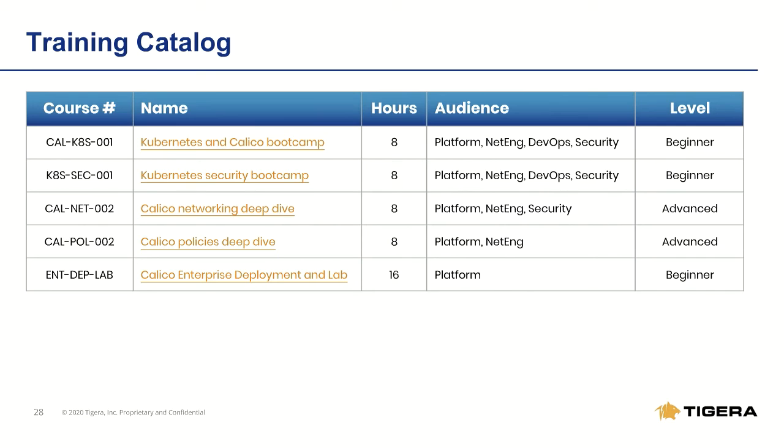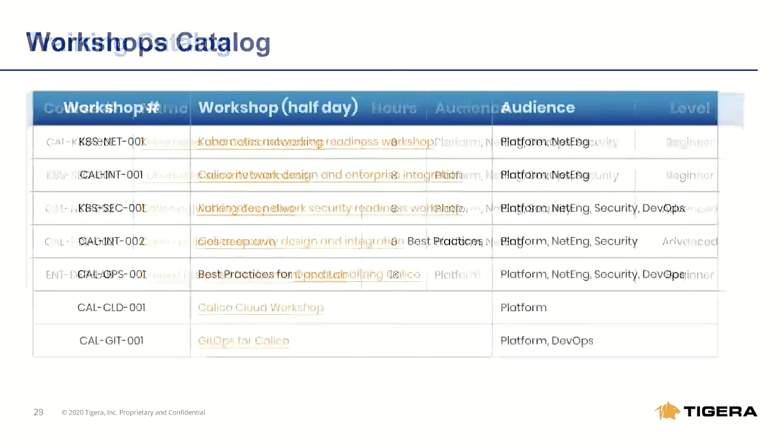This is just a sample of a training catalog, and what you'll notice here is over on the second to the right column, the audience. Some of these trainings are really designed for a platforming team, but you'll notice that there's also quite a bit that's designed for network engineering, security, as well as DevOps, and we have a variety of different levels for that training. The training catalog is something which we're constantly working on based on feedback that we get and the needs of our customers, but these tend to be the ones that are most popular today.